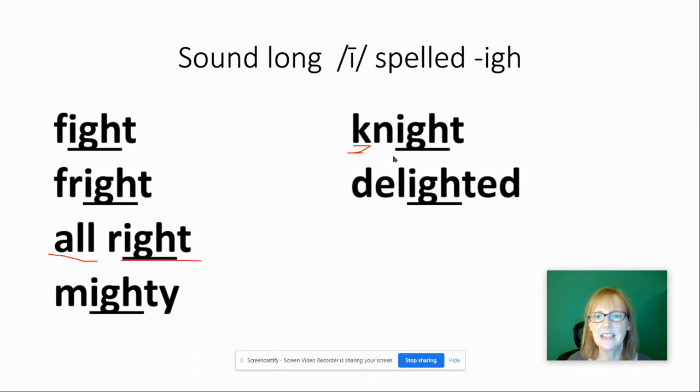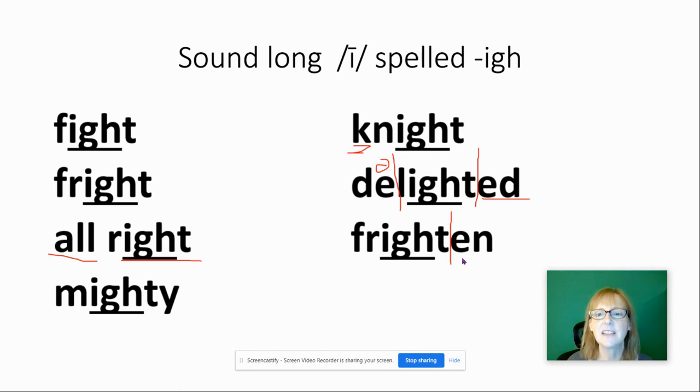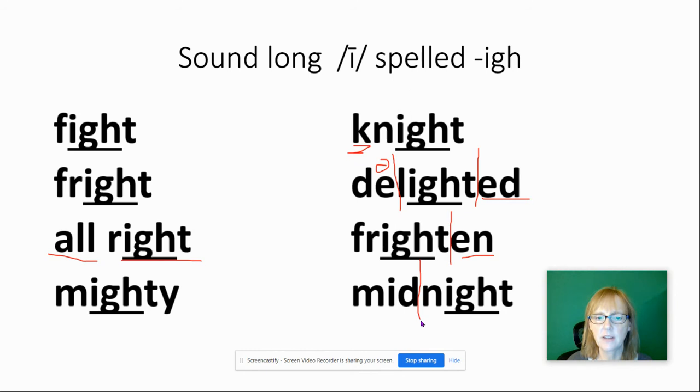Delighted, this is actually a schwa sound here. And then I, long I sound, there's the end of the word, and then we've added on the suffix ed, delighted. Frighten, same thing. Here is the base word, fright, IGH makes the long I sound, and then en is our suffix or our ending. Midnight, here we have our syllable break. Mid is our prefix. IGH is the long I sound, followed by the letter T.